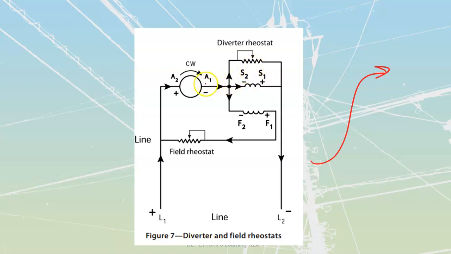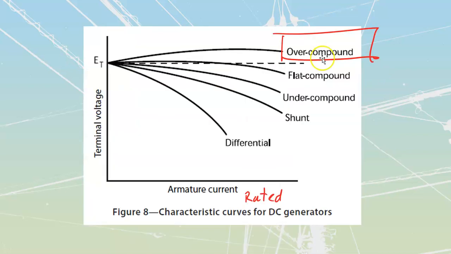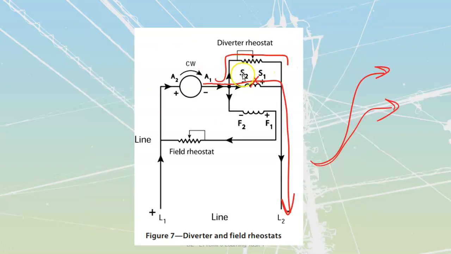What I can do is take some of my current, and instead of sending it all through here out to the load, I can use this diverter rheostat, which is going to be a beefy giant rheostat, and send some of it that way. So I'm going to split it, which means this current over here is going to get a little bit smaller. Because it gets smaller, the effects of my series field are going to get a little bit weaker. In other words, if I want less of this over compounding and want to bring this closer down to flat compound, I'm going to divert more of my current away from the series field. I'm going to take it up through there.